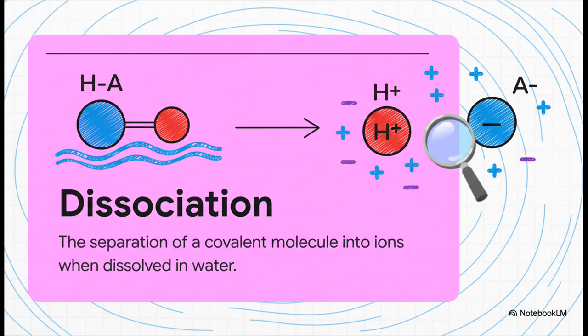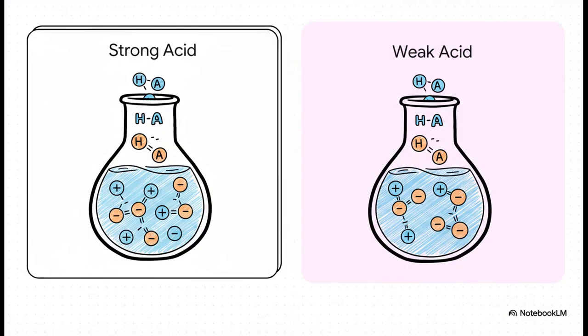And when an acid dissociates, it unleashes those all-important hydrogen ions. You can kind of think of it as the acid releasing its power into the water. So here's the breakdown. A strong acid, like hydrochloric acid, is an all-or-nothing kind of acid. It completely dissociates. I mean, every single molecule breaks apart and releases a hydrogen ion.